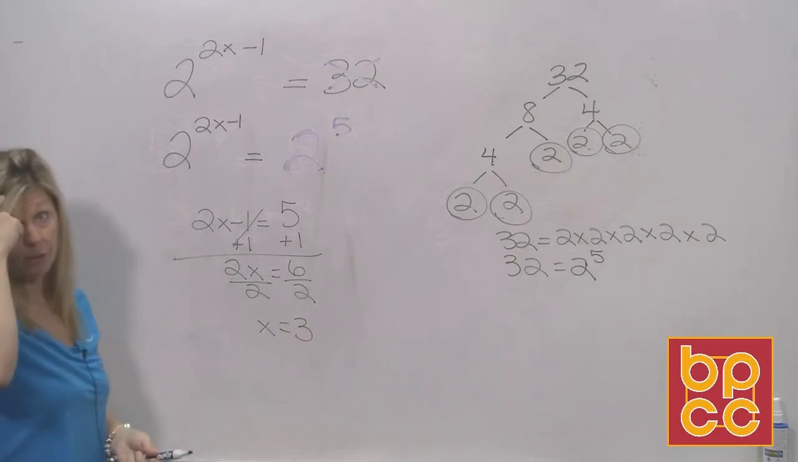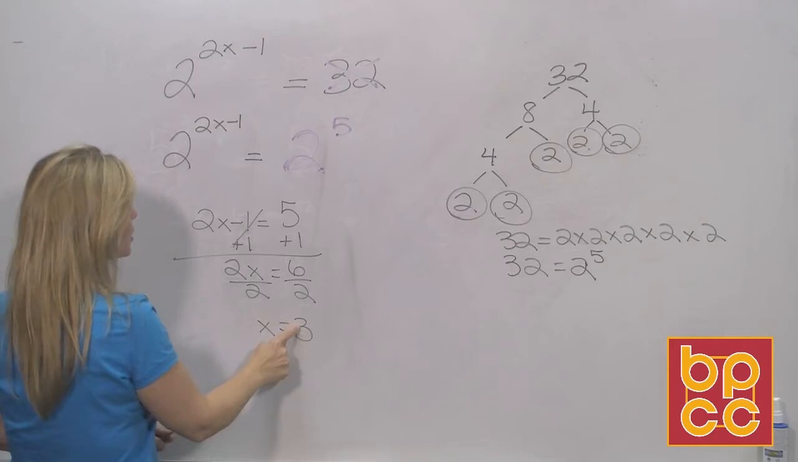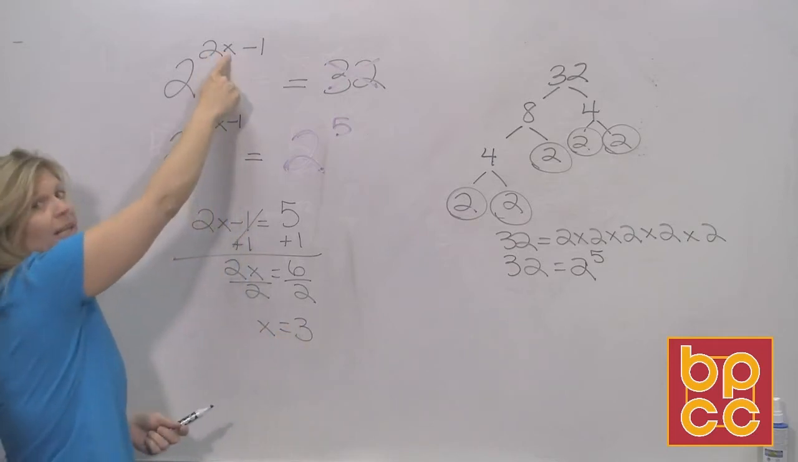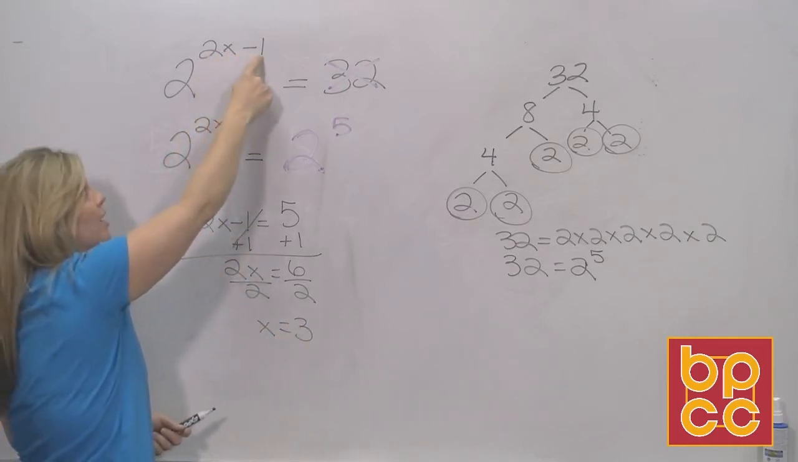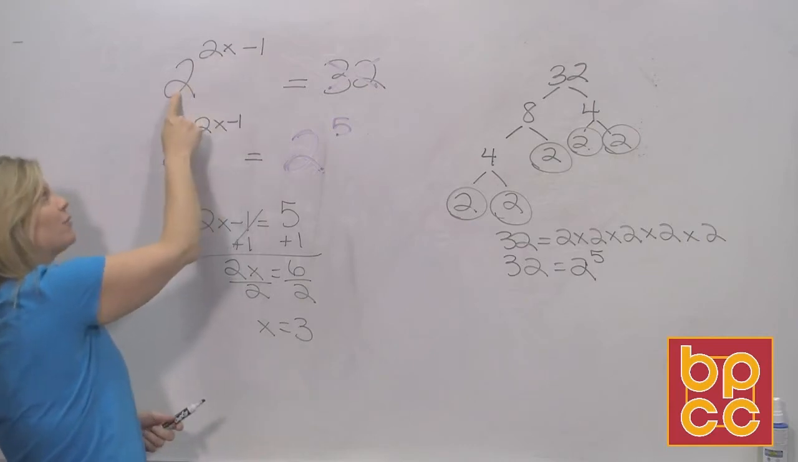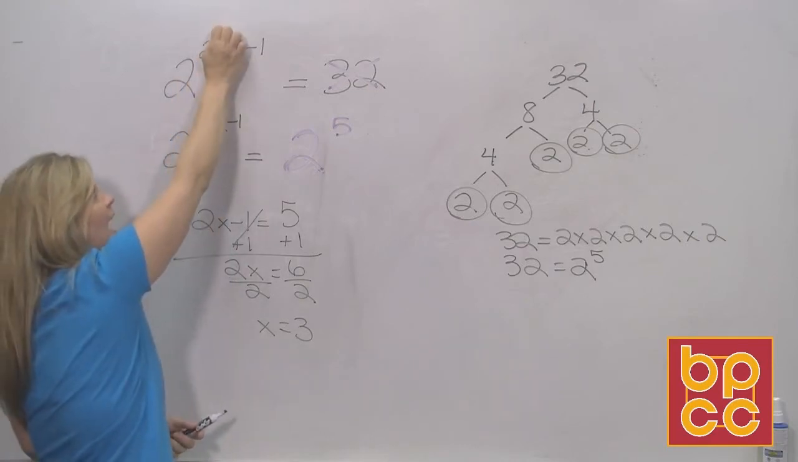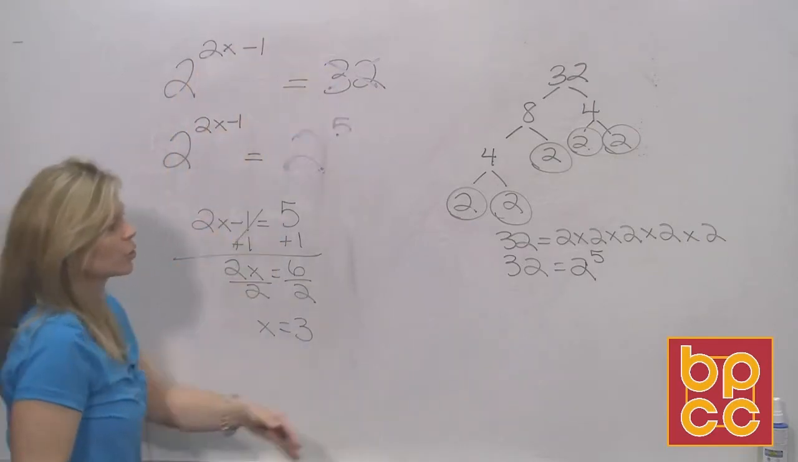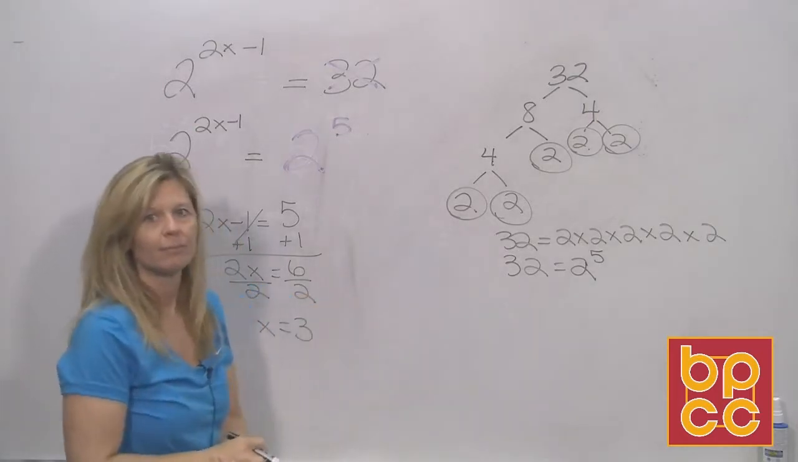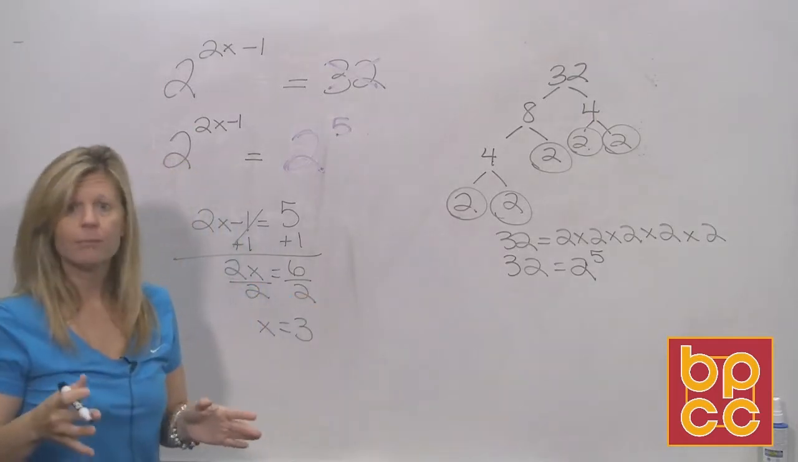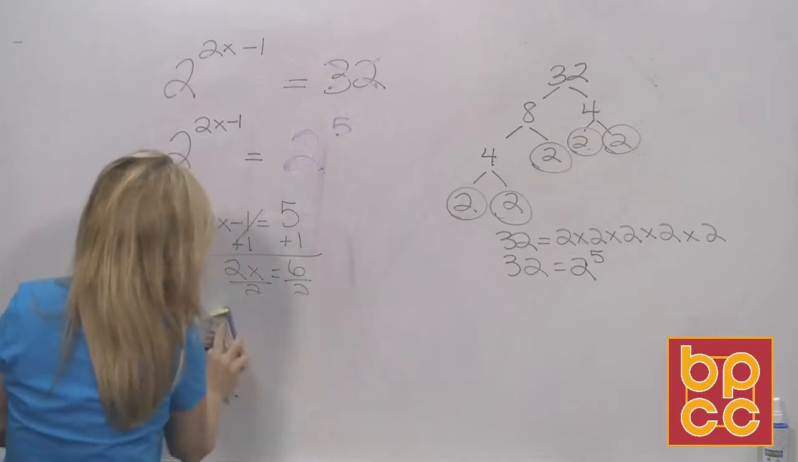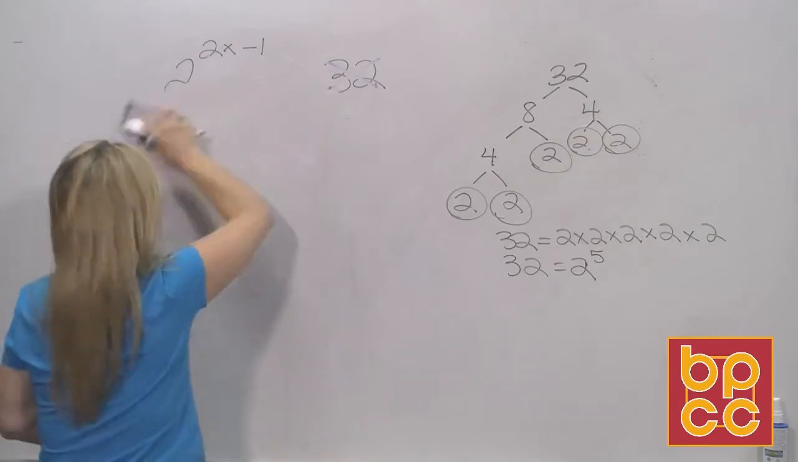Now let's do a mental check. Let's take 3. 2 times 3 is 6. 6 minus 1 is 5. If you have 2 with an exponent of 5, would it be 32? Sure it would. You just proved it here. So far, so good? Awesome. Let's try one that's a little bit more difficult.